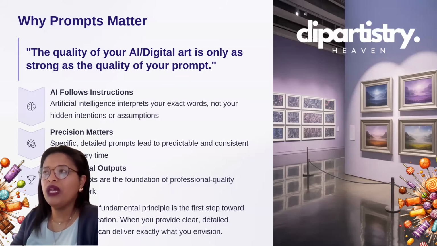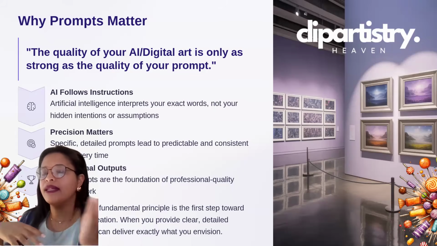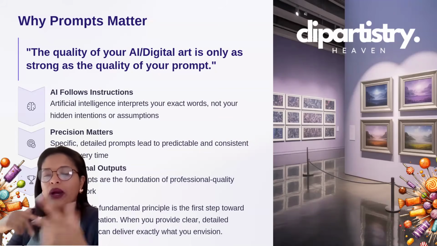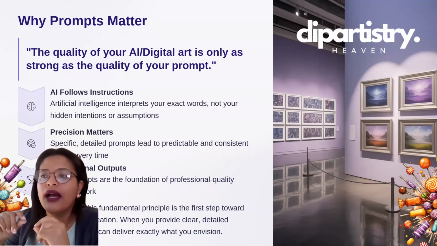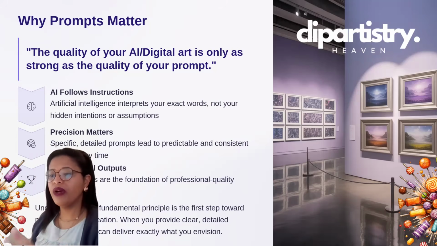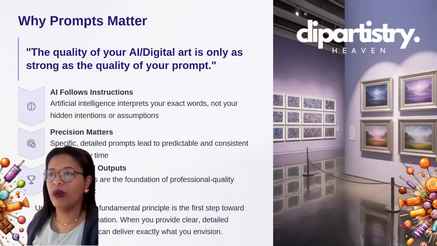So the next time our prompt doesn't deliver, let's change the culture of blaming Midjourney, blaming this and blaming that. Let's change that culture and say, wait, hold on. Maybe there's something in my prompt that's not giving me what I want. Okay? So when you provide clear, detailed instructions, the AI can deliver exactly what you envision. Very important. This is fundamental, 101, right?